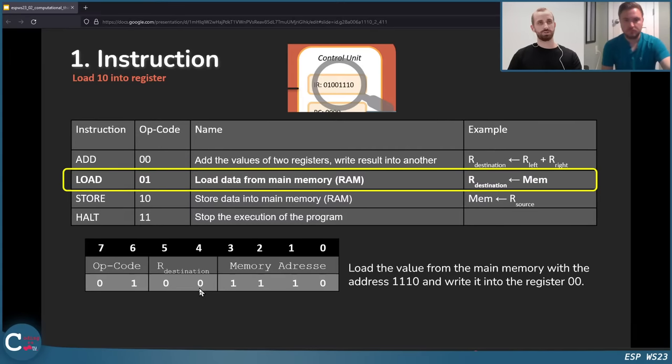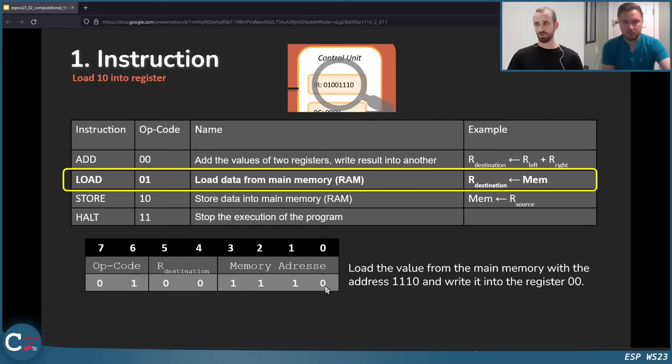A register is really just a place where you can store data inside the CPU. The CPU cannot operate directly on the main memory. It needs the data in the registers to work with. So every time the CPU wants to do some calculation, it always has to get the data from the main memory, load it into one of these registers, and then the calculations can be done. And which value do we want to load from the memory address 1110?